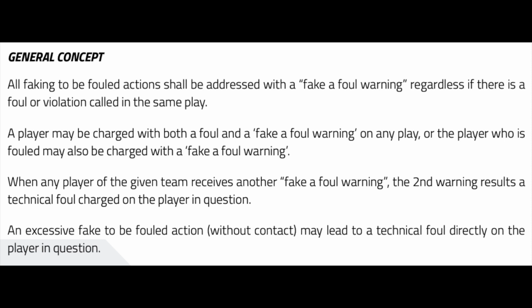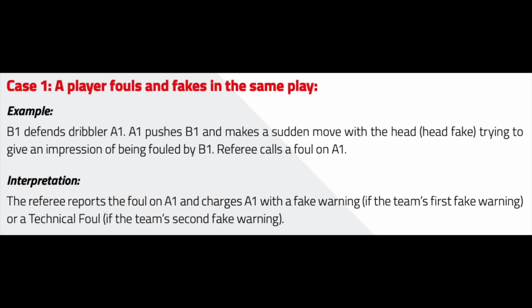When any player of the given team receives a fake a foul warning, the second one results in a technical foul on the player in question. Any excessive fake to be fouled action without contact can lead to a direct technical foul on the player in question. So this clears up some of the questions: can we have an immediate technical foul even without a warning? Can there be a fake a foul and a foul or a violation at the same time? This clears that up. Now let's look at the interpretations.